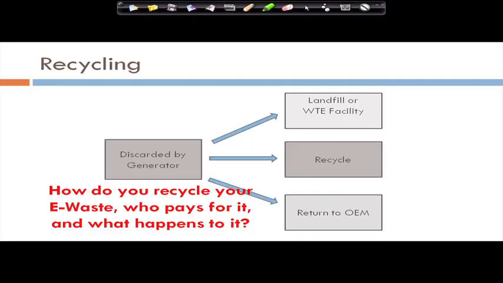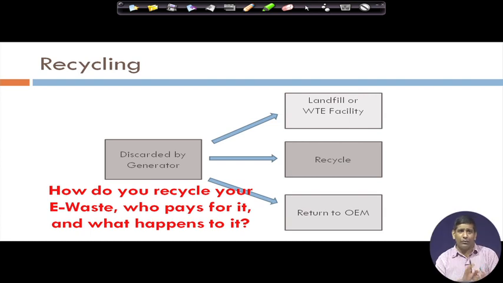So that's in terms of characterization. Now we'll start looking at the recycling part. How do you recycle? Who pays for that? What happens to it? How does it get recycled? We'll talk about those things, and here the concept of social responsibility comes into the picture.